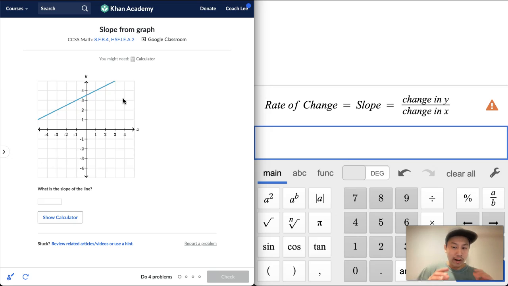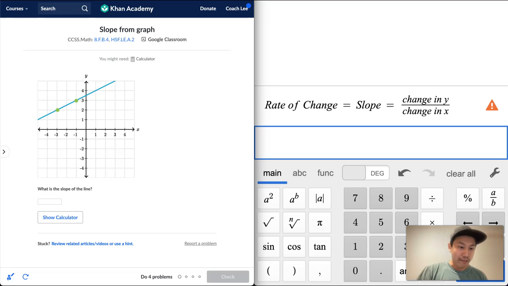In order to figure out a change, you have to compare a change between 2 points. So I'm going to label 2 points here on our graph. Most graphs you can find two nice points, and by nice, I mean whole numbers. So for example, these 2 points are nice.